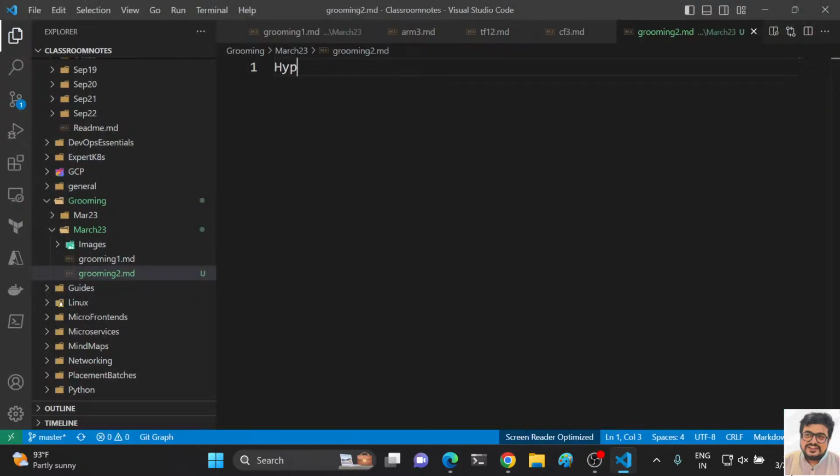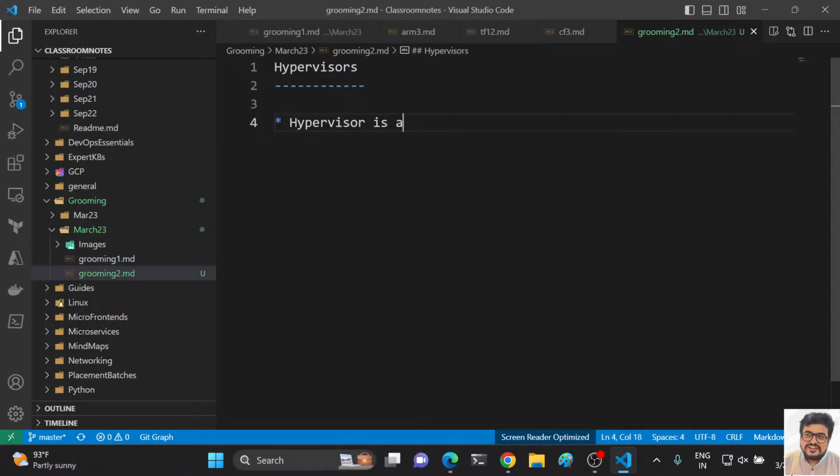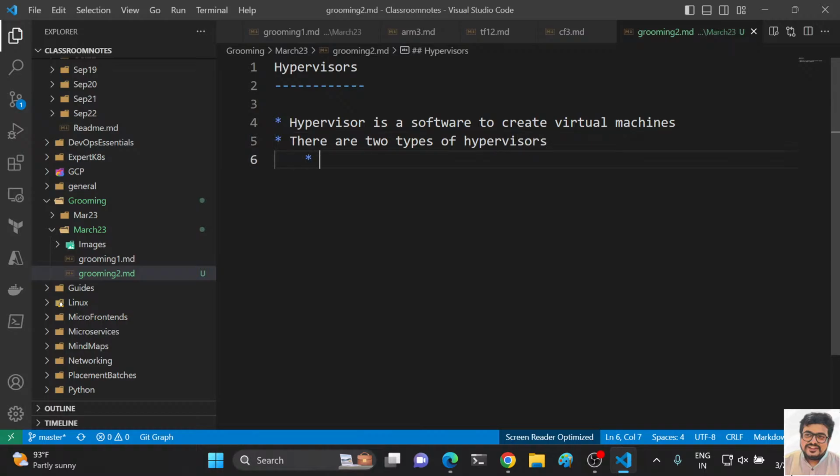So let us speak about hypervisors. A Hypervisor is software to create virtual machines. There are 2 types of hypervisors. The first one is type 1, the second one is type 2.